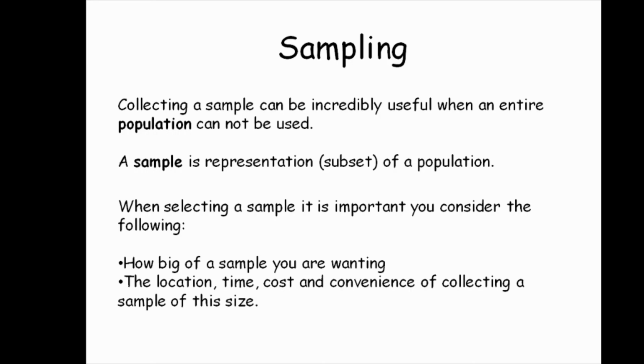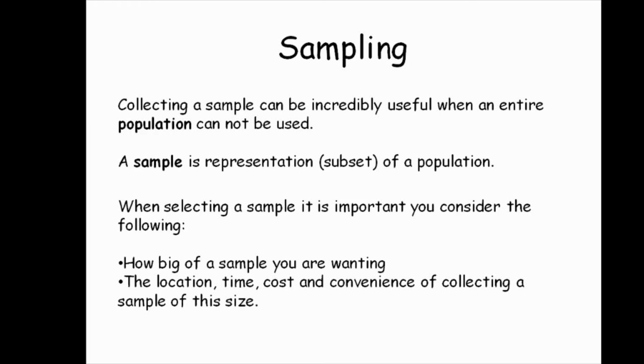Now the location, time, cost and convenience of collecting a sample of this size are also going to be important. In an ideal situation you want your sample to be as big as possible, but sometimes that's not going to be feasible with regards to location, the time it takes to collect this sample, the cost of collecting it, and the convenience of doing it as well. Because when you have a hypothesis that you want to investigate, you might be under a certain time constraint to get that completed.